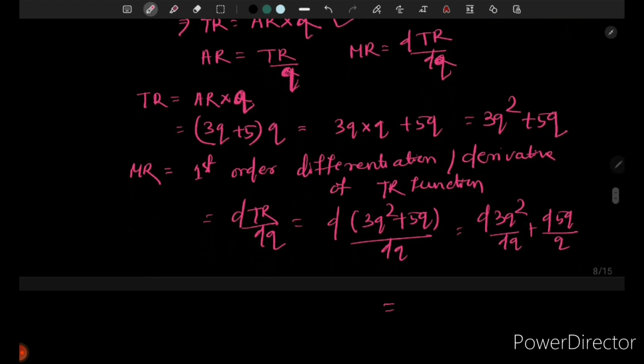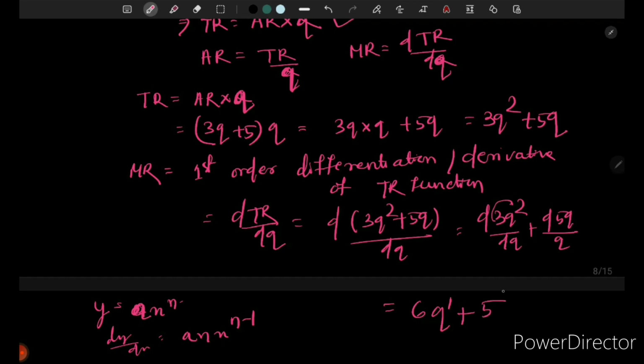So I can write it using the power rule. That means we have the rule that if y equals a x to the power n, then dy by dx can be written as a n x to the power n minus 1. So the same formula we can put here. So a and n, so 3 into 2, that means 6q to the power 2 minus 1, you can write it as 1, so 6q plus 5.